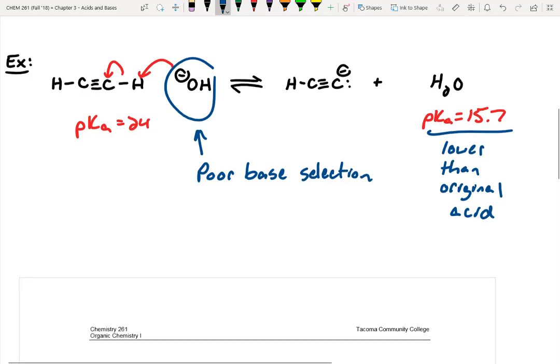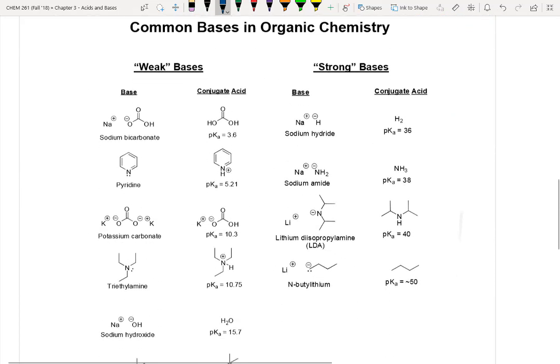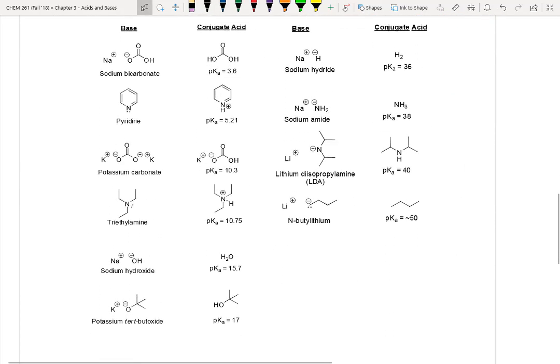So what I did for you was I gave you a pKa table, and I gave you bases and their corresponding conjugate acids, right? So in this example, we want our conjugate acid to have a pKa greater than 24, preferably by a few orders of magnitude, right? All right, so if we look at this, what might be a better base to use for this deprotonation? Yeah, we need something greater than 24, so nothing in the left-hand column will work. Maybe let's use sodium hydride for this reaction.